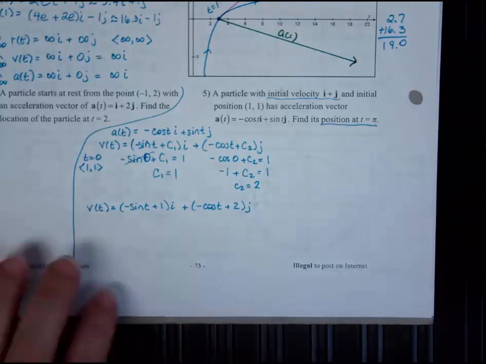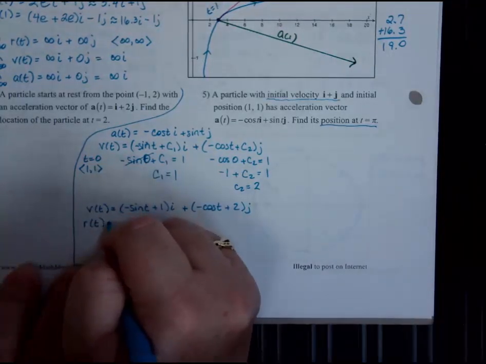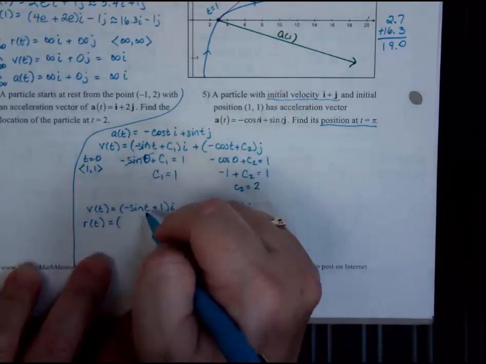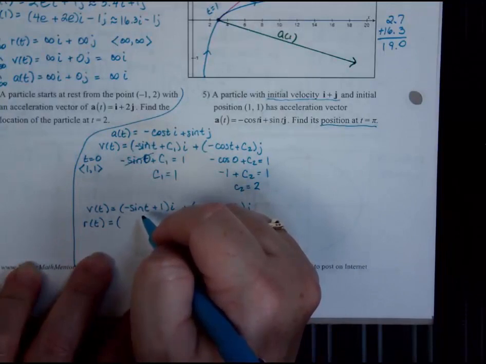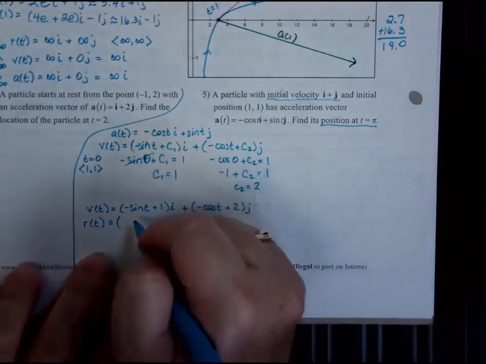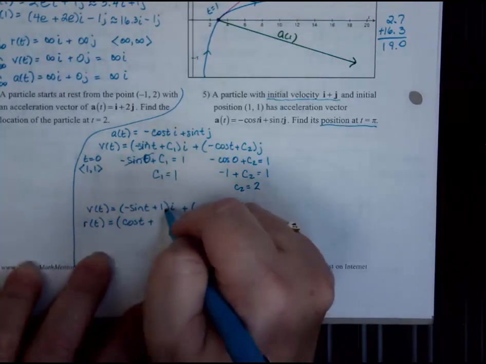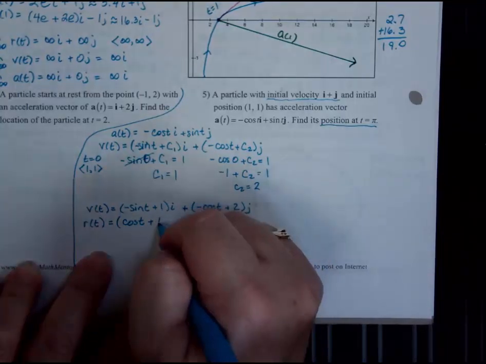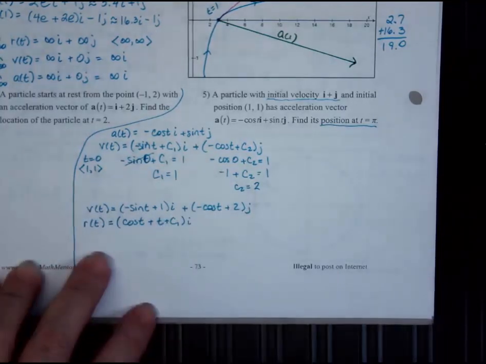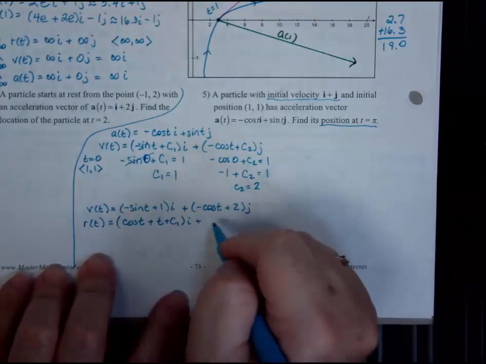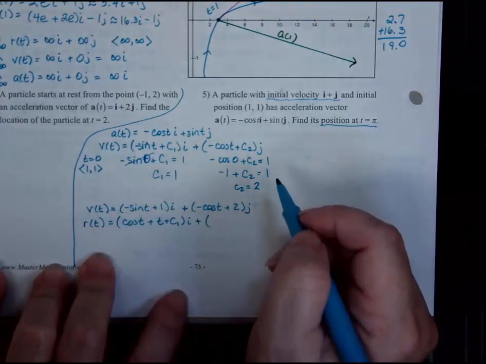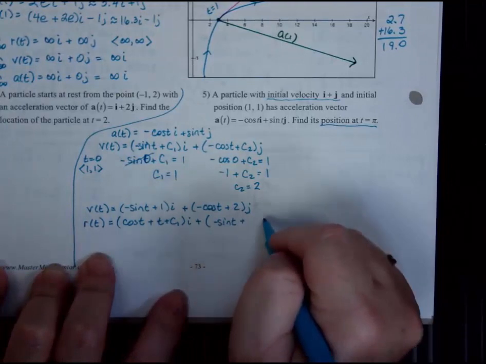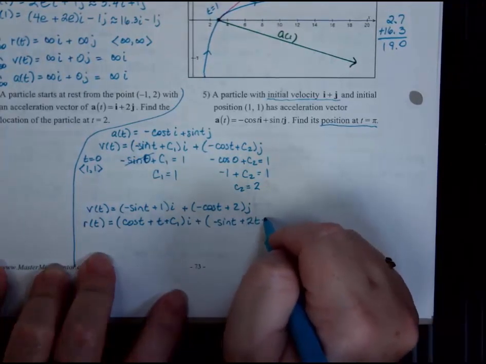So r of t is the position vector. Parentheses, antiderivative of negative sine: positive cosine of t plus the antiderivative of 1, not 0, t plus C1 i, plus parentheses, negative sine t plus what? 2t plus c2 j.